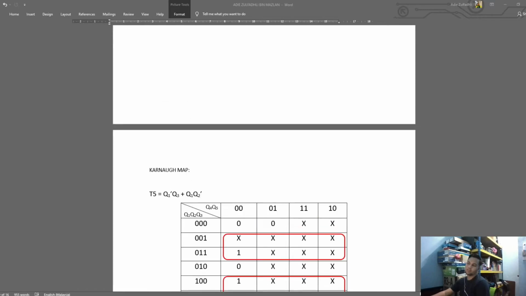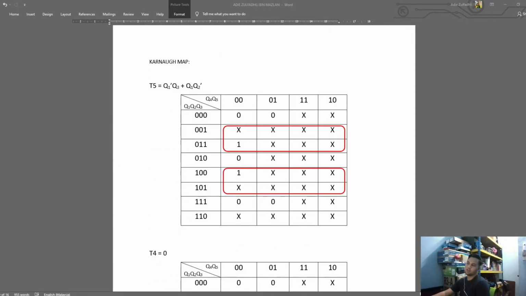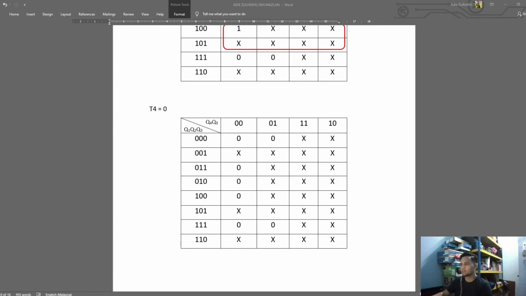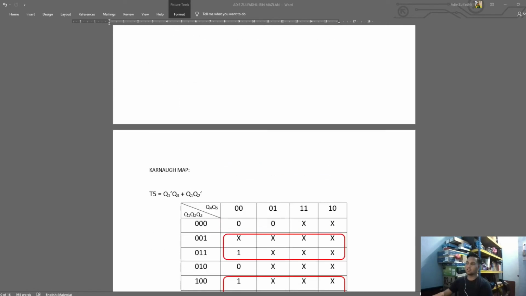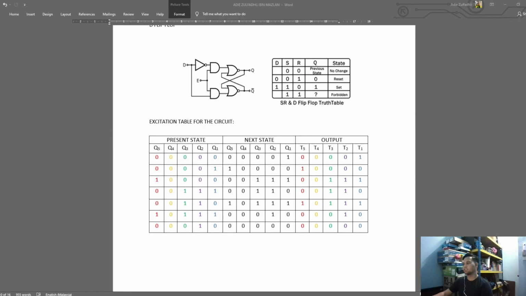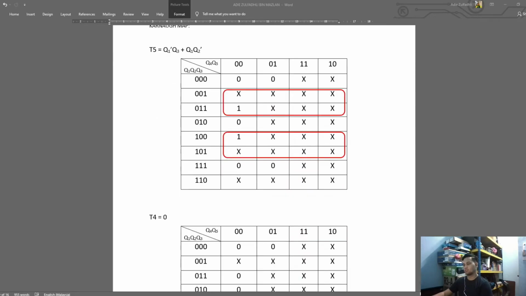From the output, I just put it in the map to get the equation. So this is T5. From here I get Q1 bar and Q3. This is Q1, Q2 bar. Okay, so T4 does not have an equation because all the output is 0. So T4 equal to 0.